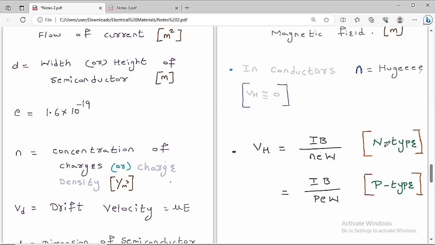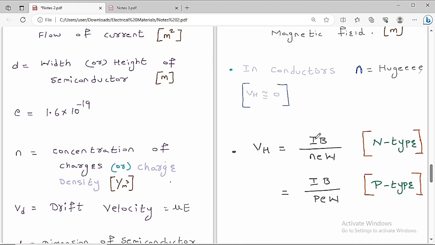Because in the case of N type semiconductor, the majority carriers are the electrons, we are using the electron concentration as N. But in the case of P type semiconductor, holes are the majority carriers. So in place of N, we have to replace N by P. That's it. The formula is the same, only in place of N, we have to replace N by P.